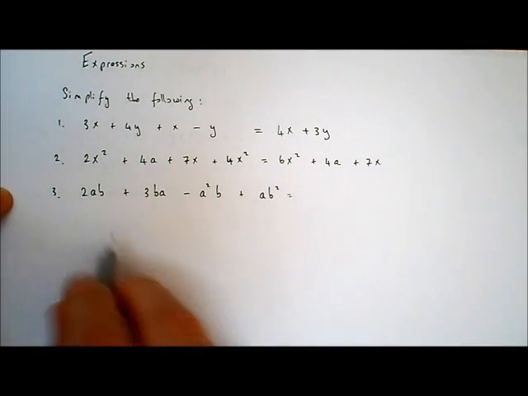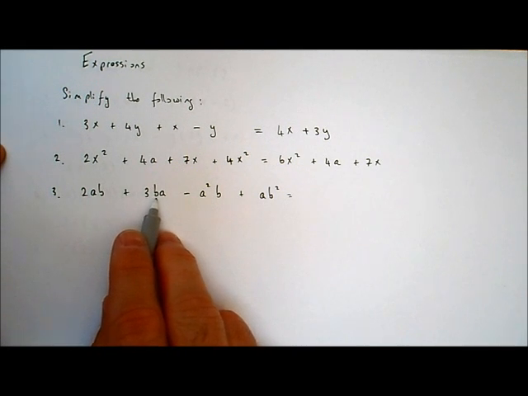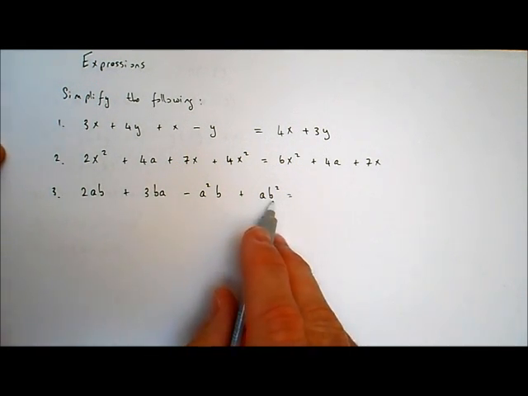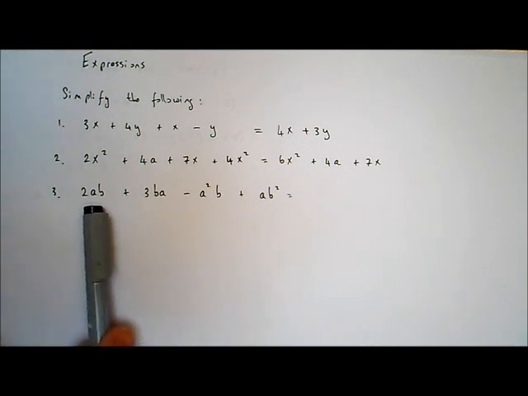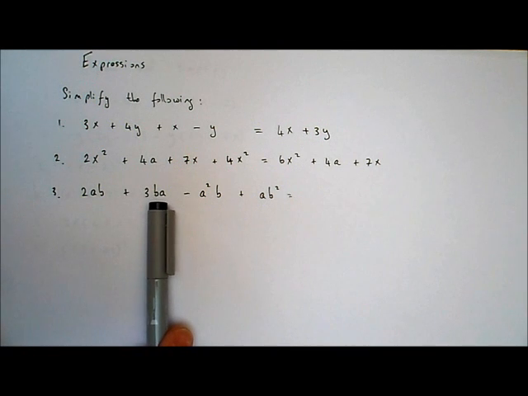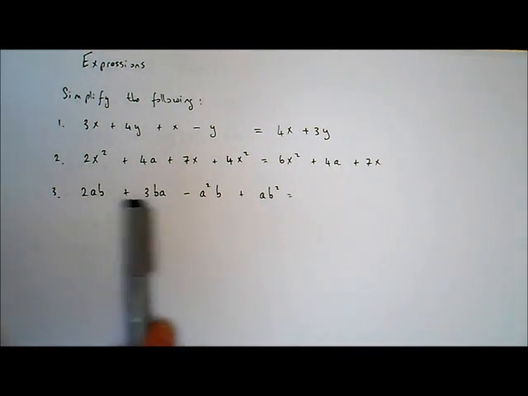In the third one, I've got 2ab plus 3ba minus a squared b plus ab squared. Now, all of those 4 terms might look the same, but they're not. I've got 2ab and I've got 3ba. Both of these are the same. I can add them because a multiplied by b is the same as b multiplied by a. So these are like terms. I can add them.